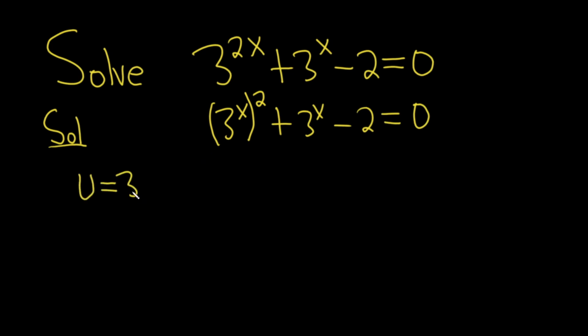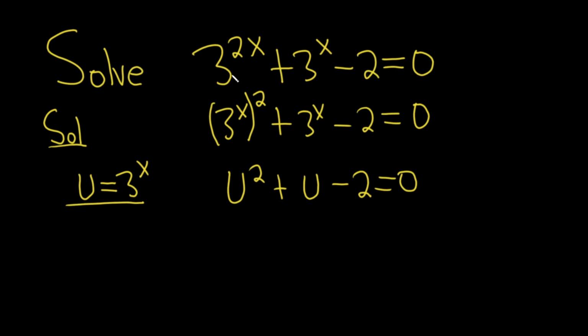So I'm going to let u be equal to 3 to the x. So this becomes u squared plus u minus 2 equals 0. You can always do this when you have these types of equations that turn into quadratics. Okay, this should factor. Let's try to do it.